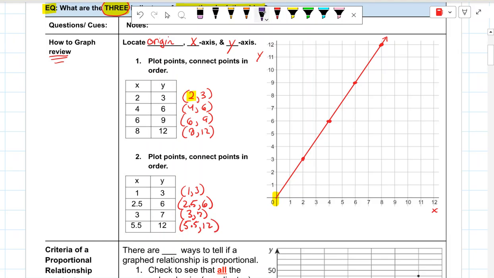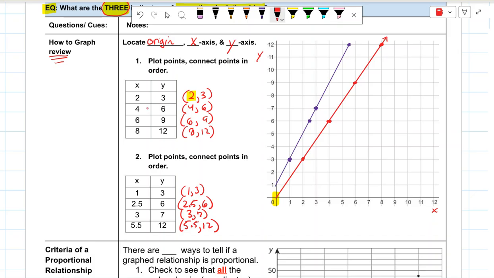So in this one, I'll change colors. And this is going to be 1, 3, and then 2.5, 6, so 2.5, and then 6. Right, halfway between 2 and 3 at 6, and then we'll do 3, 7, and then we'll do 5.5, 12. That's right there. And then we'll make our line, lining up our straight edge. And you can see it's not going through the origin. So what's the difference that we're looking at here?